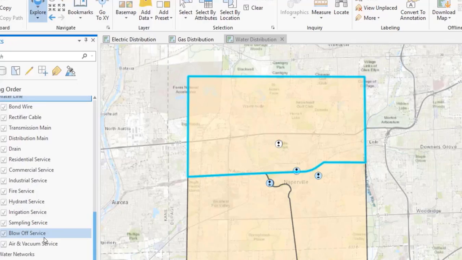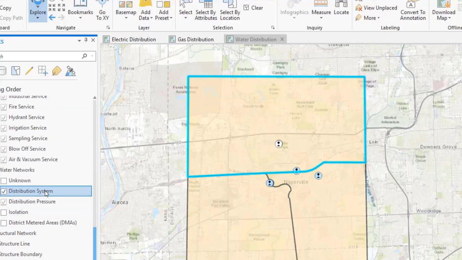So I'm inclined to believe that this is another hierarchical type of utility network because of the different types of configuration. We've got rectifier and bond cable, so that means it's probably cathodic protection zones. Transmission main and distribution main means there's some sort of business drivers. And then you've got the different types of services. So let's look at the networks. And we could see that there's a system network, a pressure network, an isolation network, and a DMA network. So yes, this is absolutely a hierarchical configuration with multiple tiers.